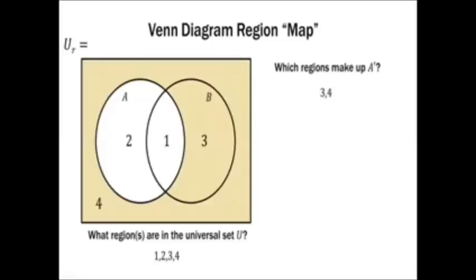So A is regions 1 and 2. Of course, that's not shaded. That's not what we're looking for. We're looking for everything outside of A. So A complement, and that is regions 3 and 4. We can go ahead and shade that in.